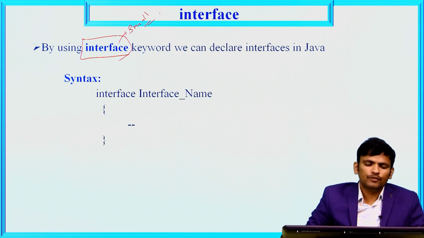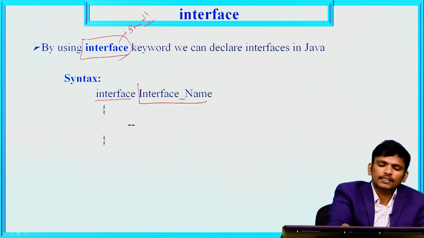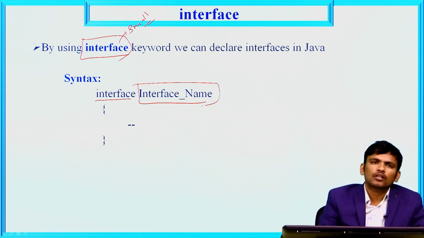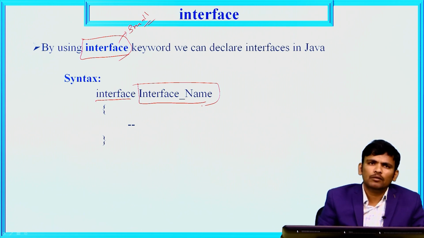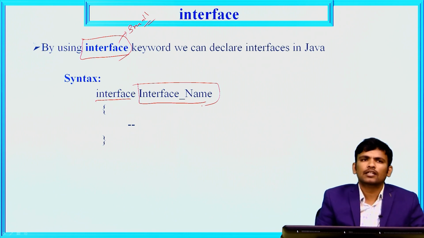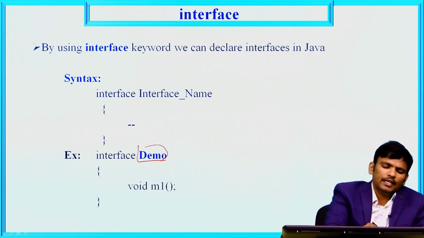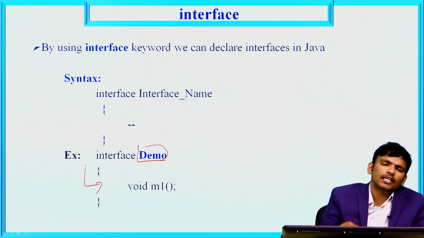Suppose you take an example: here I have the interface keyword and the interface name. Whatever rules we follow for declaring a class name, meaning the naming convention, the same rules we need to follow for an interface also. Why? Because, as we know, an interface is one type of class. For example, interface demo. Demo is the interface name, and inside the interface we can declare methods.